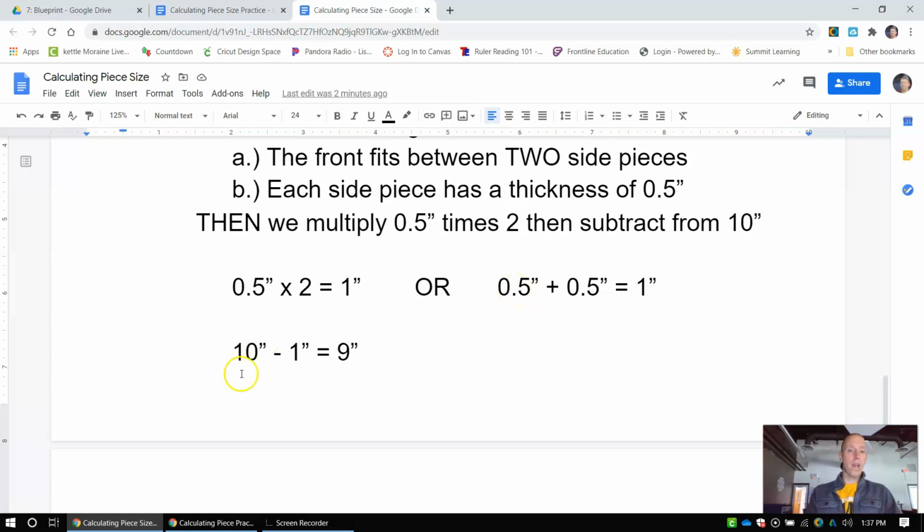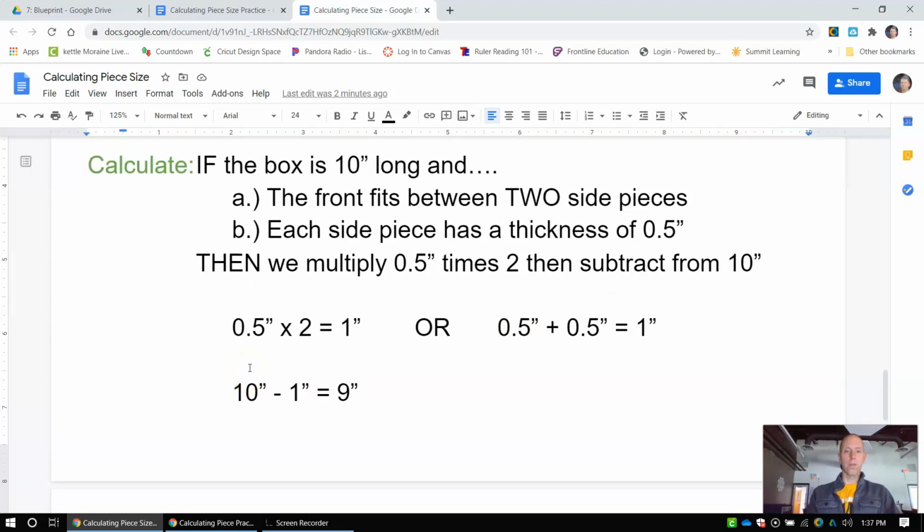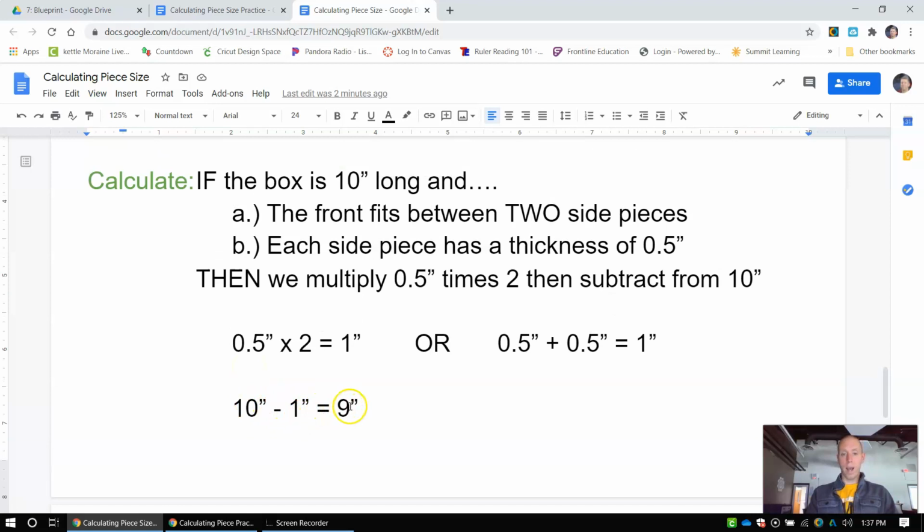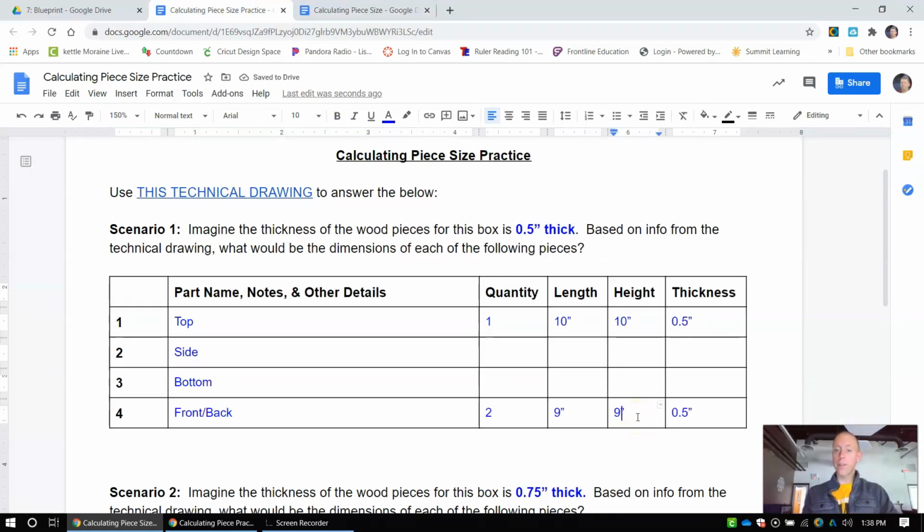And then what does this 10 represent in this situation? So we take 10 minus 1, we get 9. That means that front piece must be 9 inches wide then. And then the height of it would be the same exact thing. That's going to be 9 inches by 9 inches, and then the thickness is still the same.